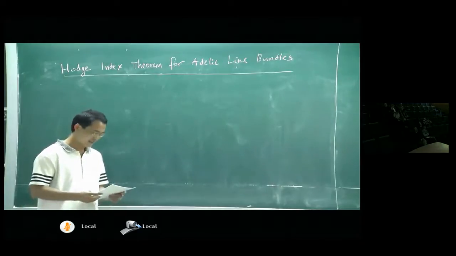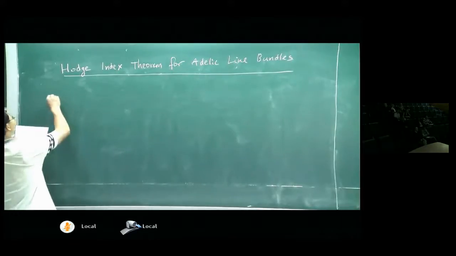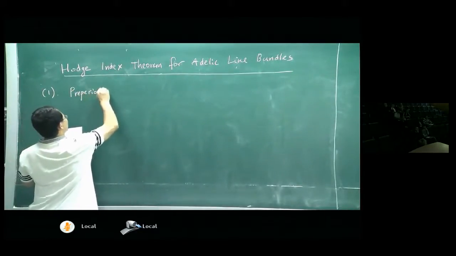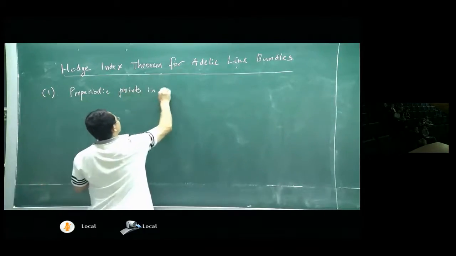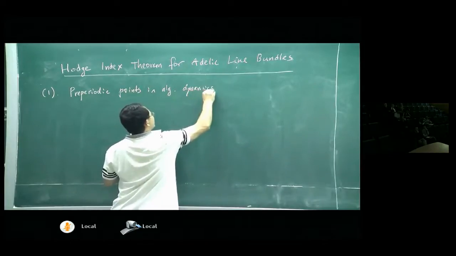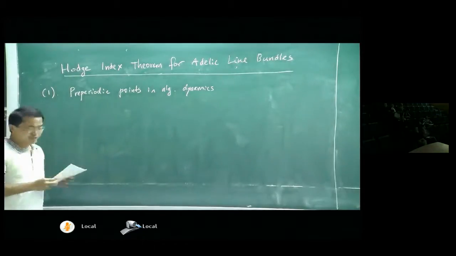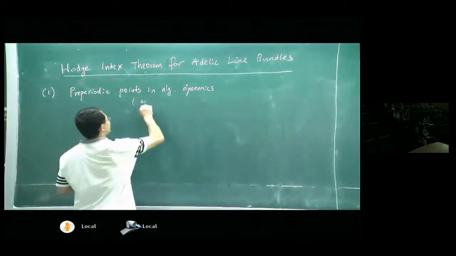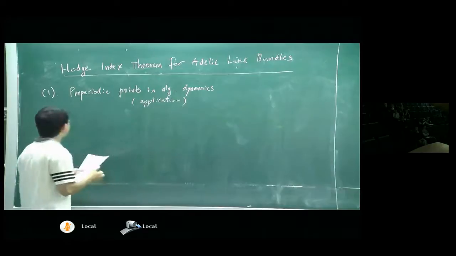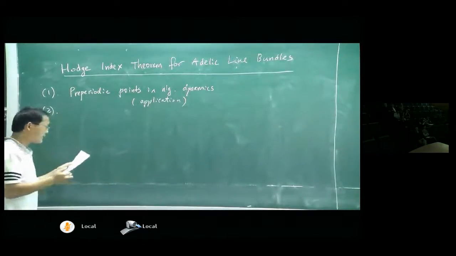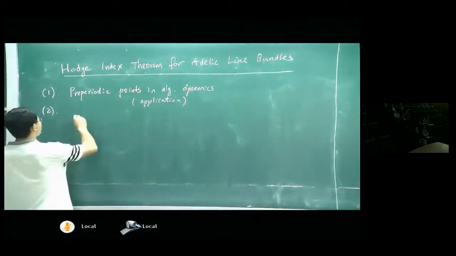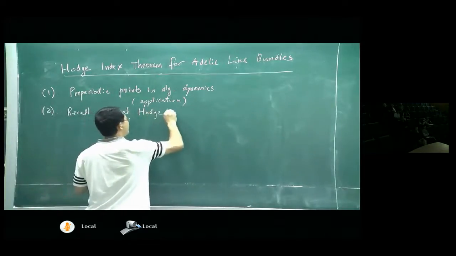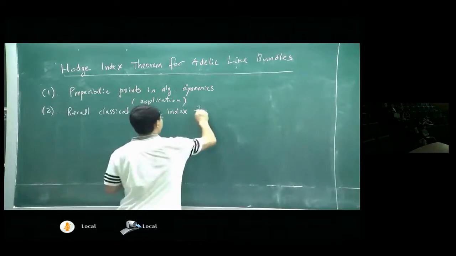I first give a sketch of the materials I'm going to talk about. The first one is pre-periodic points in algebraic dynamics. This is in algebraic dynamical systems. It is mainly an application of the Hodge Index theorem, and we're going to introduce this application. Then, to introduce the Hodge Index theorem, I will recall the classic one. Actually, just some version, since there are just so many versions of it.